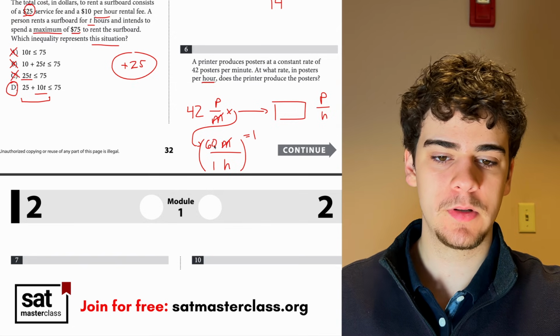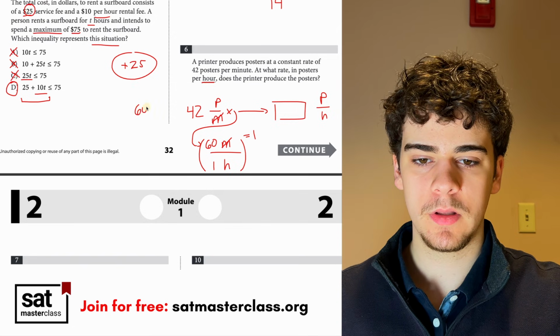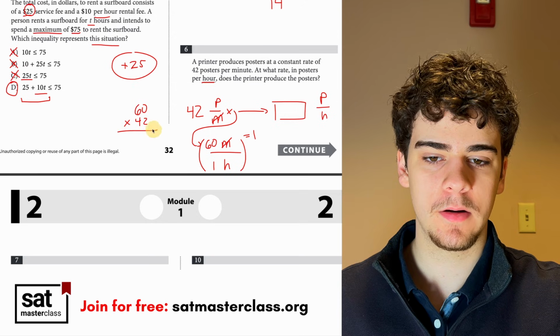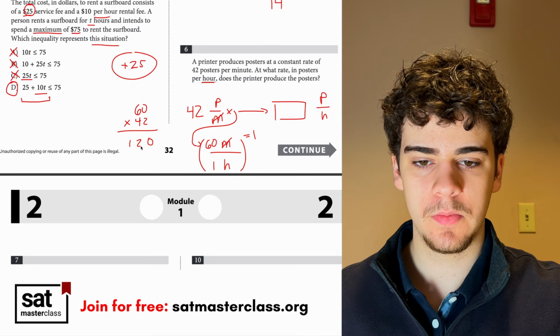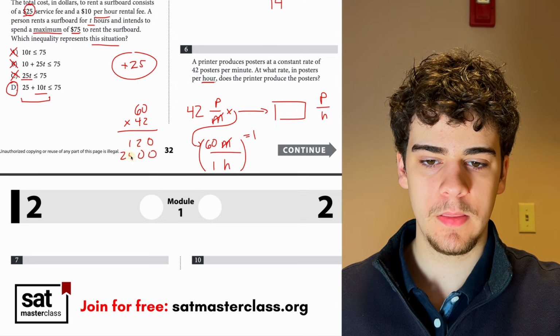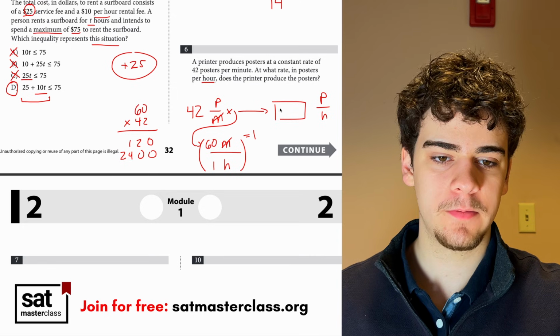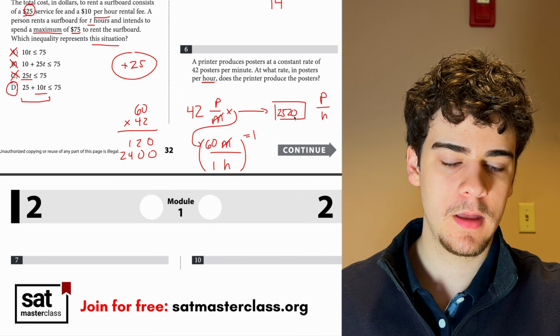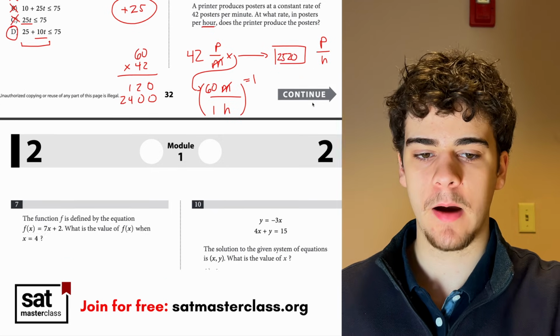So now all we have to do is basically multiply these numbers. So we're going to have 42 times 60, which, let's see, 42 times 60. Of course, you'll have a calculator. I just don't have one on me right now. So it's going to be 120 and then 240. So 2520 is going to be our answer. And that is the unit in posters per hour.